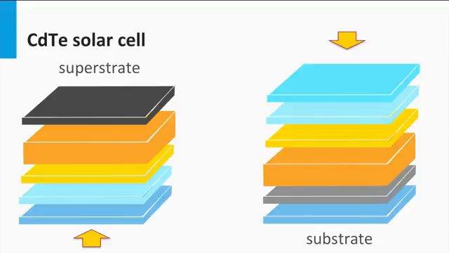The light enters through a TCO layer deposited on top of the N-type cadmium sulfide layer. Compare this to, for instance, the thin film silicon we discussed earlier. A PIN junction is considered as a superstrate configuration, whereas an NIP junction is a substrate configuration.